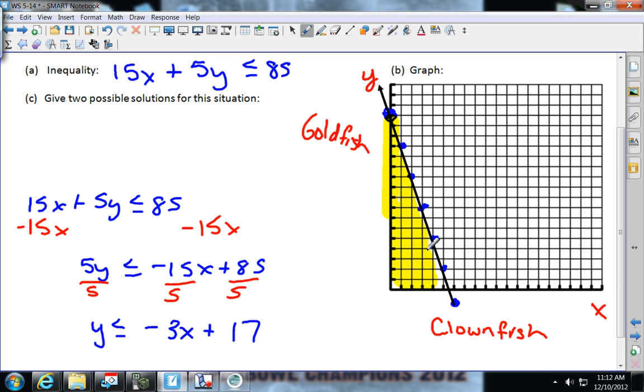It's because the goldfish can only be positive, right? Can you go to the store and say, I want -2 clownfish? No, you can't.